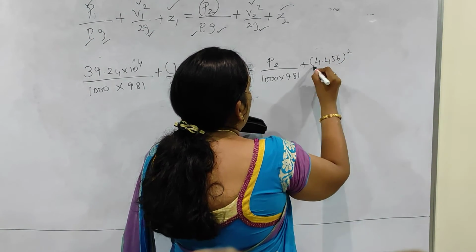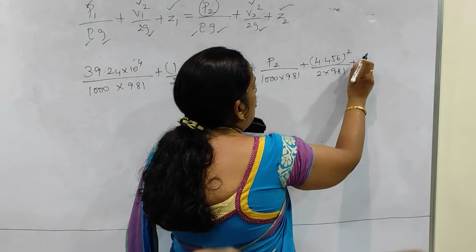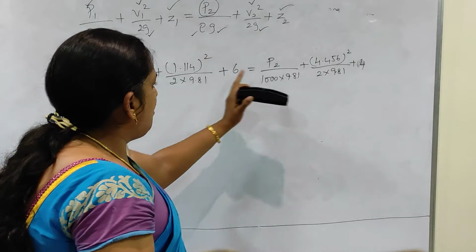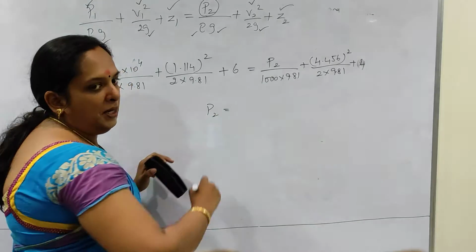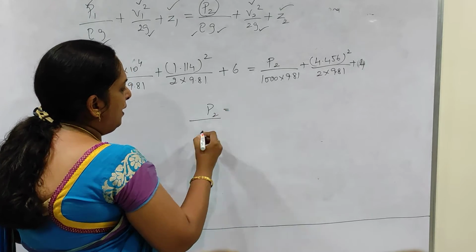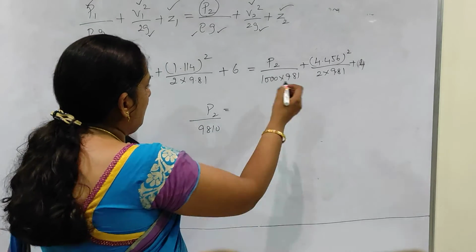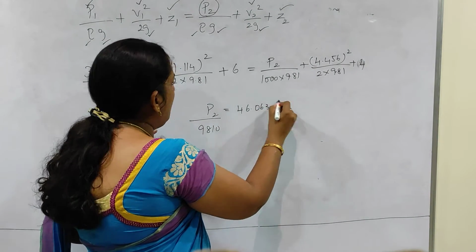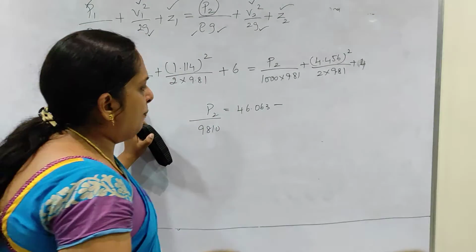4.456 the whole square by 2 into 9.81. And Z2 is 4 meters, as they have given. Okay, so I have got all the values substituted. I will rearrange it. I will first solve this, then you solve it and find out the value of P2. It is very simple. We can just work it out. P2 divided by 9810 is equal to 46.063 minus these terms, which I am going to bring to the right hand side. After solving this, I am getting 5.012.